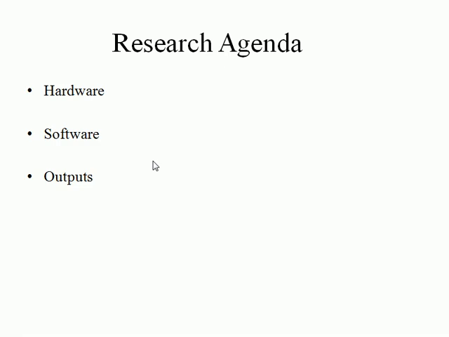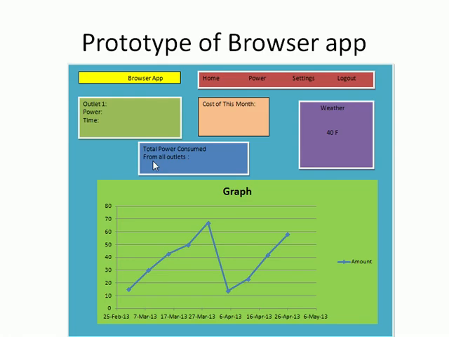And then the outputs. This is a prototype of a browser app. This is just a prototype, like you asked me last week, for a website which tells us the amount. In this one, if we go to the power page, it tells us each outlet, the power it is consuming, and at what time it is consuming.